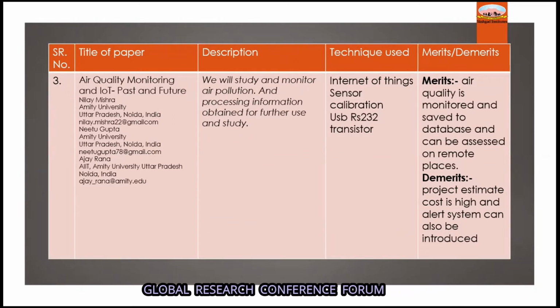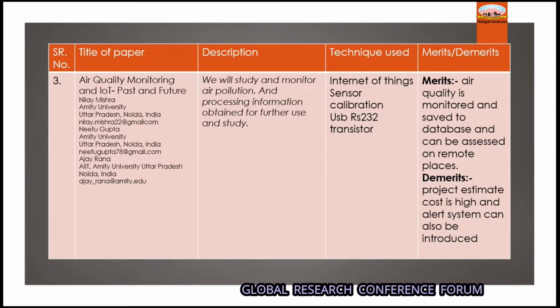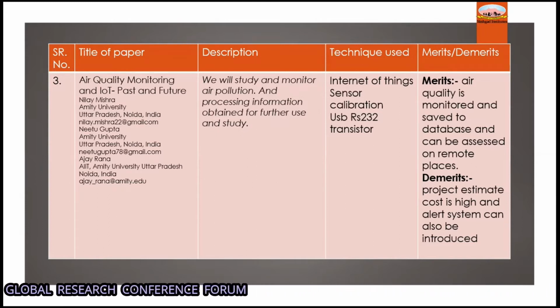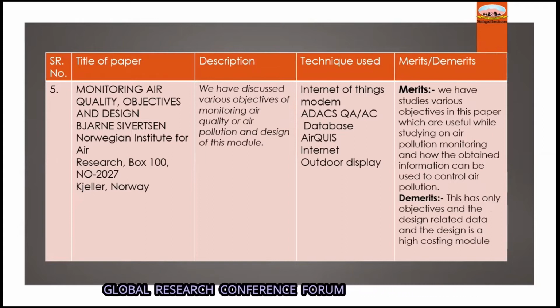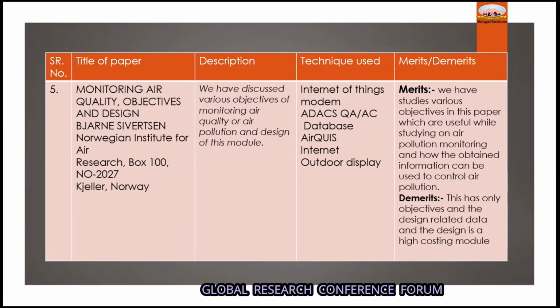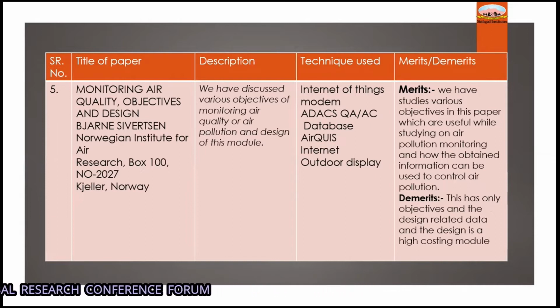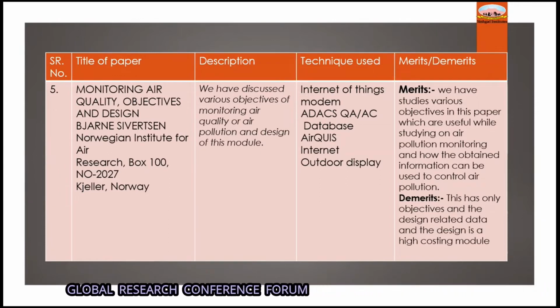Next, as per the third paper, they study and monitor the air pollution and process the information obtained for further use and study. In that, they have used the Internet of Things. As per the last paper, they have discussed various objectives of monitoring air quality or air pollution and the design of the module. It has the merits that we have studied various objectives in the paper which are useful while studying air pollution monitoring, and it is used to control air pollution.